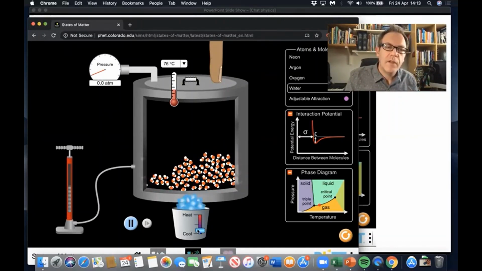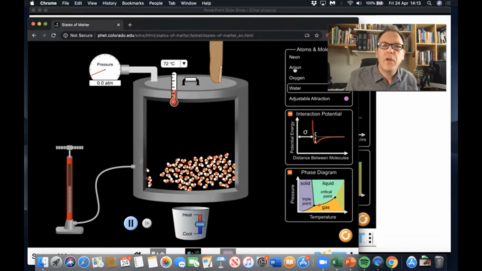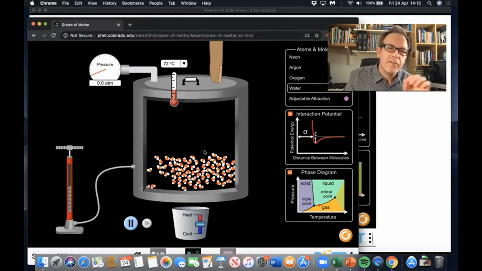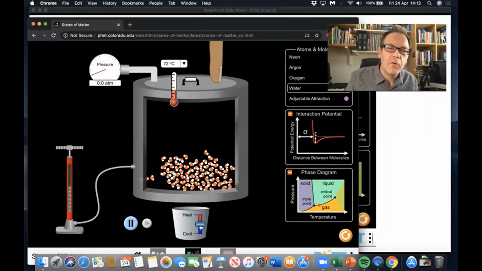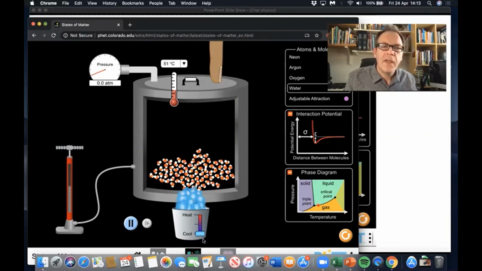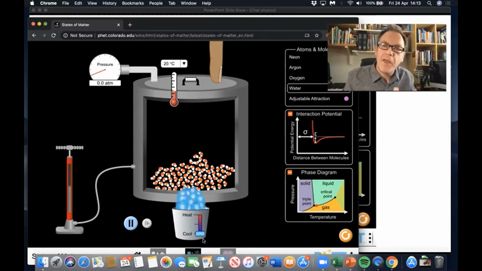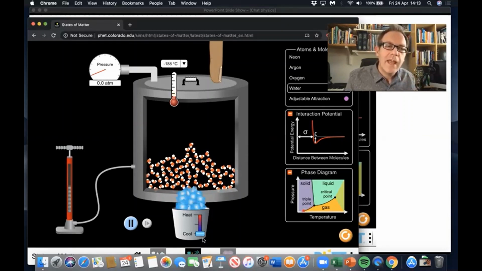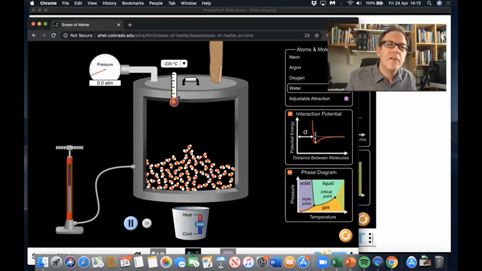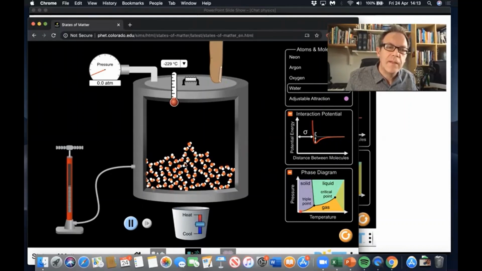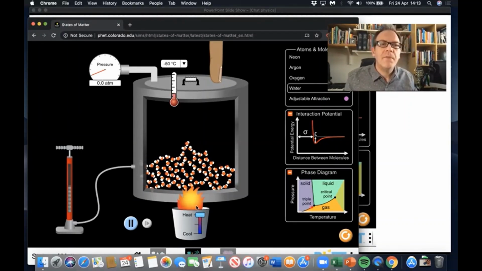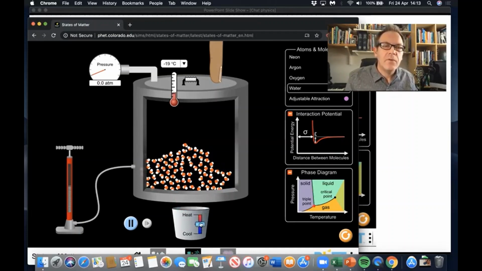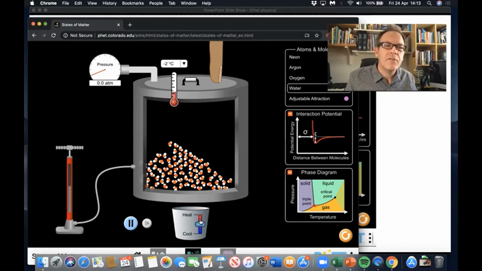So I like this one because you've got neon, argon, oxygen, but you also have water. So it has little water molecules, and we can cool it right down. And I like the fact that when it's cooling it down, it pushes up this ice thing. So it's like it's icing the water, and it actually does a pretty good job. You can see as it goes very cold kind of making the gaps there, and then we heat it back up again. And of course, as we get to around 0, we start seeing this change of state going on.